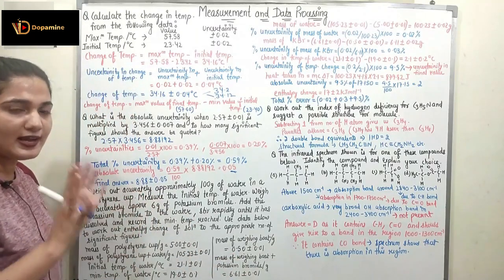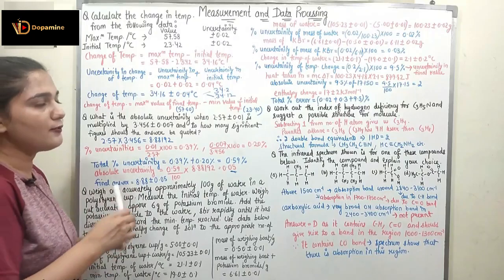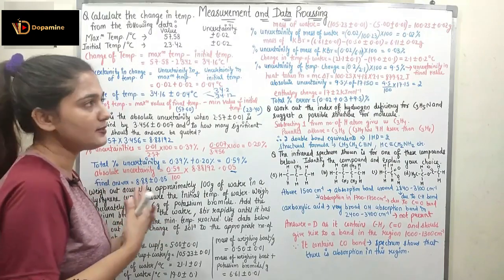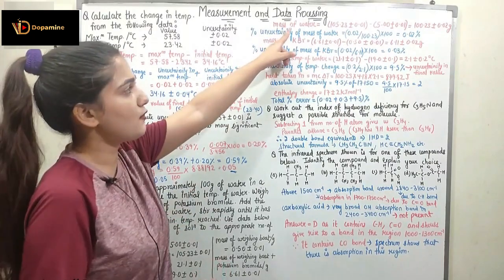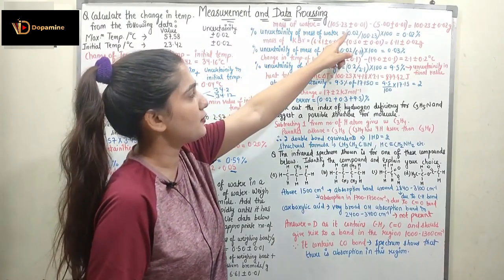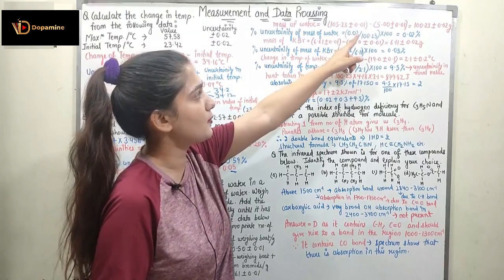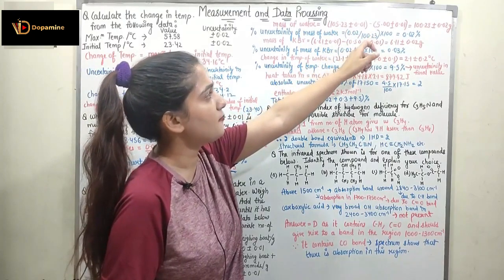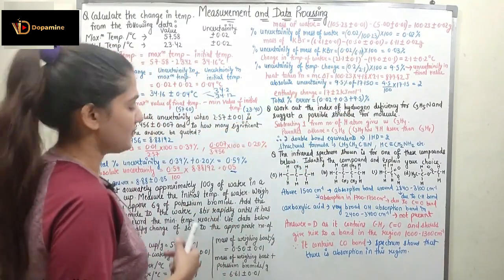Now we have to find out the enthalpy change, right? So we are going to work out with the masses, with the uncertainty. Now the mass of water will be equal to 105.23 plus minus 0.01 minus 5.00 plus minus 0.01.